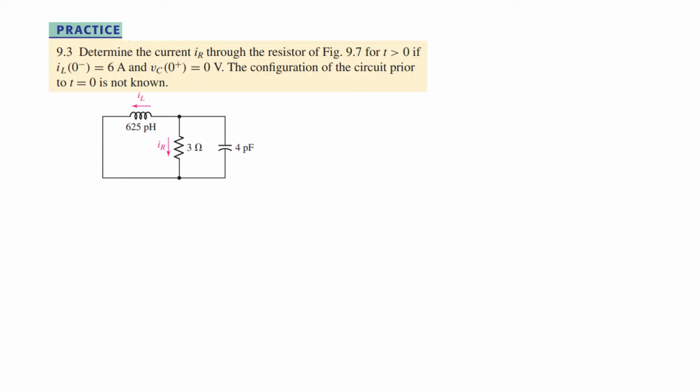Okay, now let's see what the practice problem is saying. Determine the current IR through the resistor for t greater than 0 if IL(0) is 6 ampere and VC(0+) is 0 volt. This is IL. The configuration of the circuit prior to t = 0 is not known, so this is not very important. We'll just ignore it.